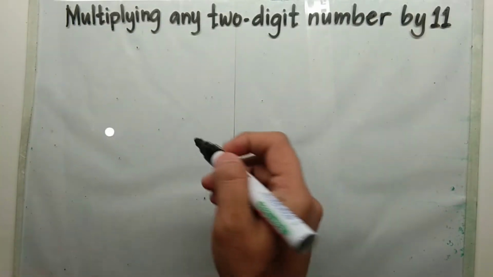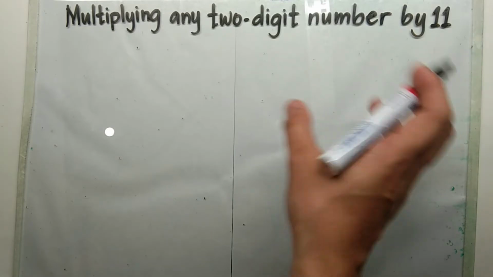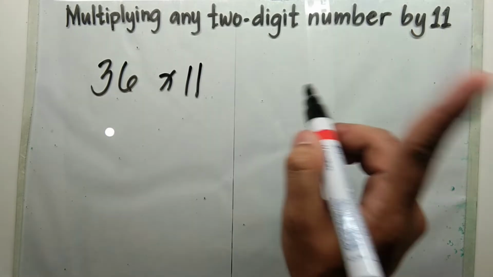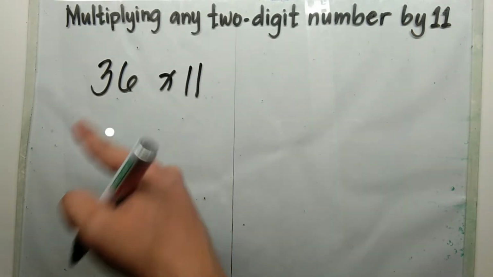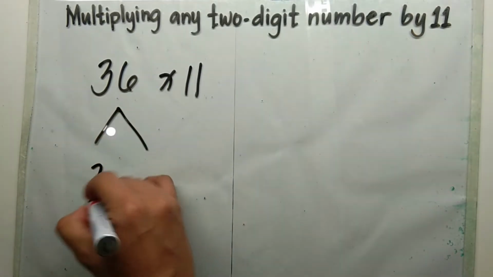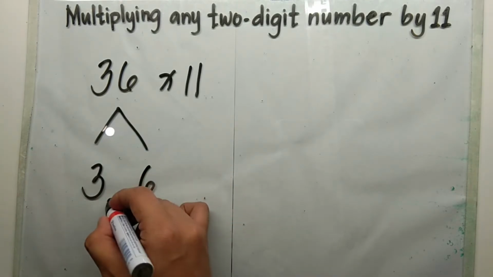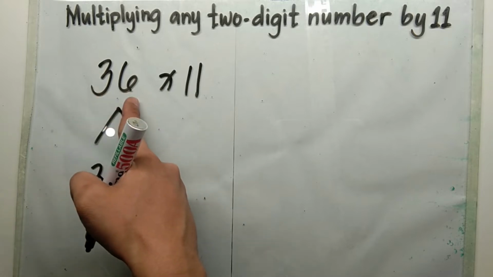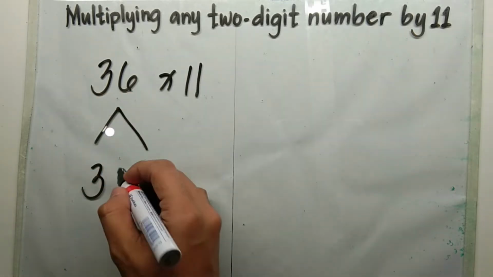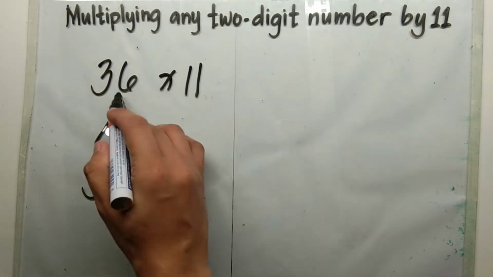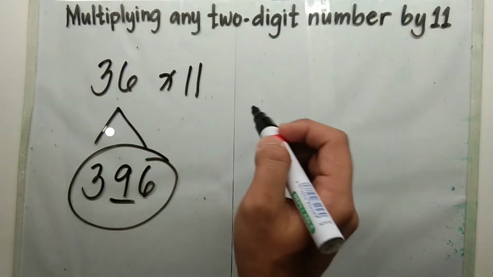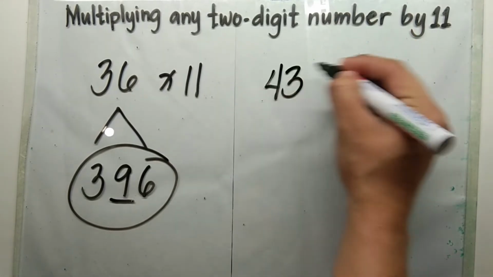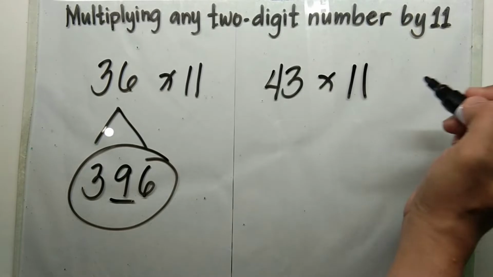When multiplying a 2-digit number by 11, say for example 36 times 11, first separate the digits of your number. 3, 6. Leave a blank in the middle, then add the digits of your number. So 3 plus 6 is 9. Place it in the blank. Now the product of 36 and 11 is 396.